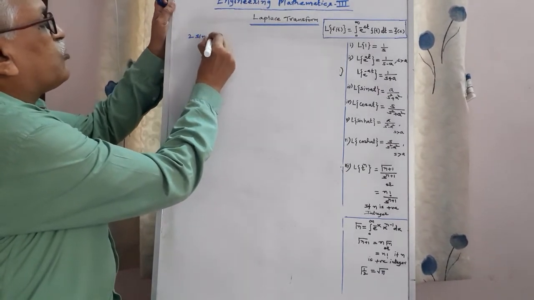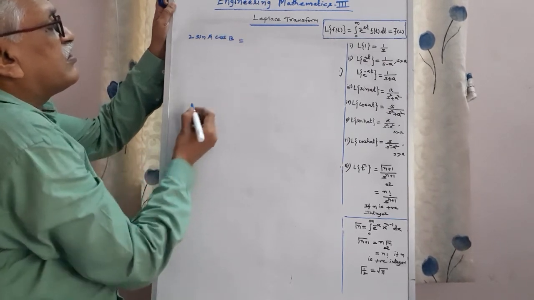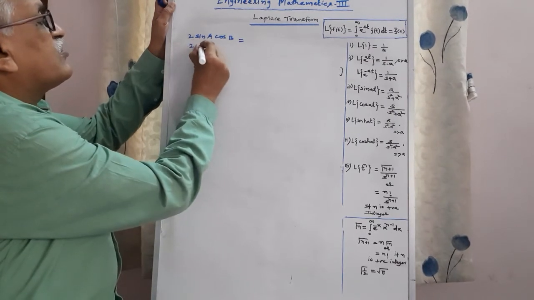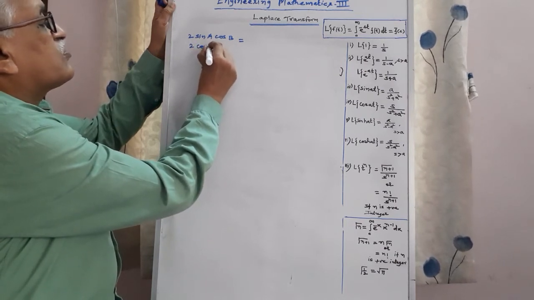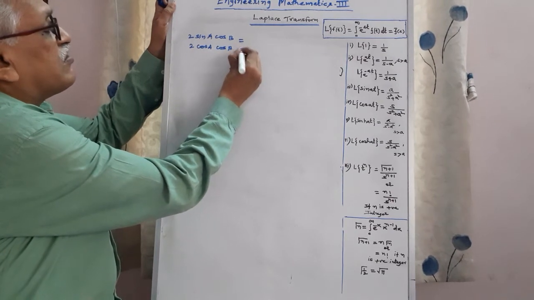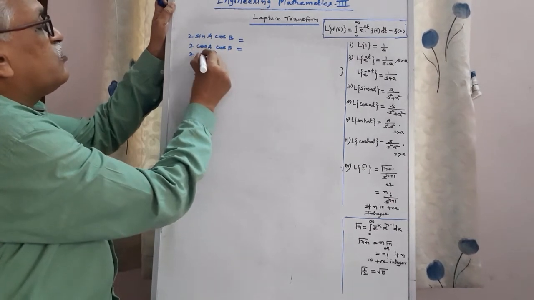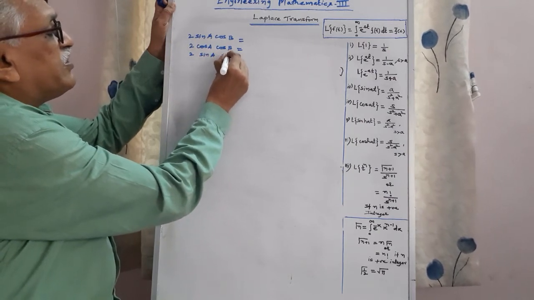2 sin A cos B, 2 cos A cos B, and 2 sin A sin B.